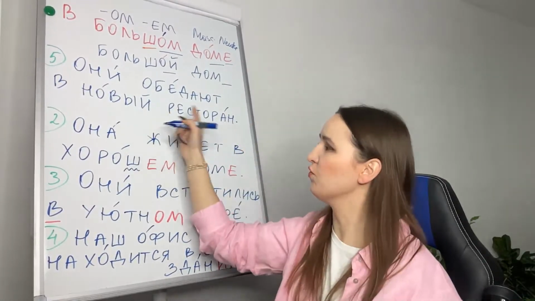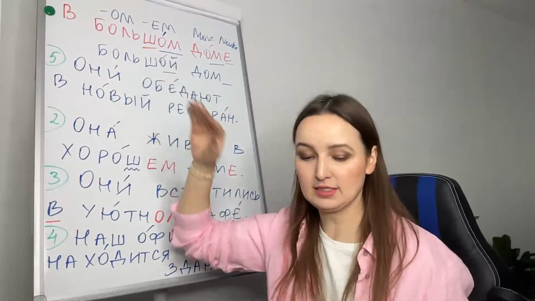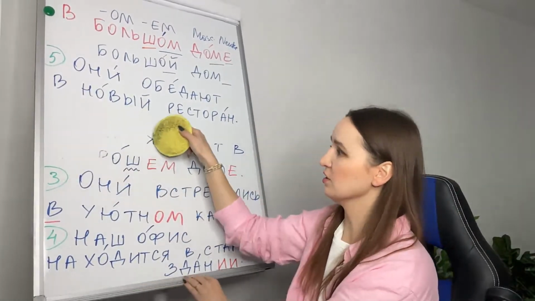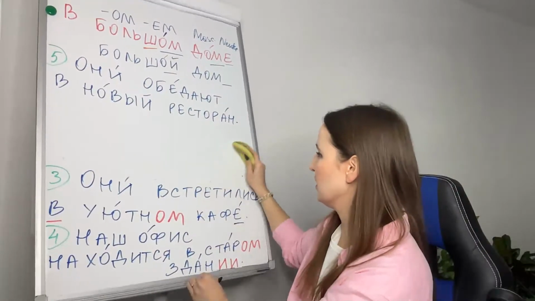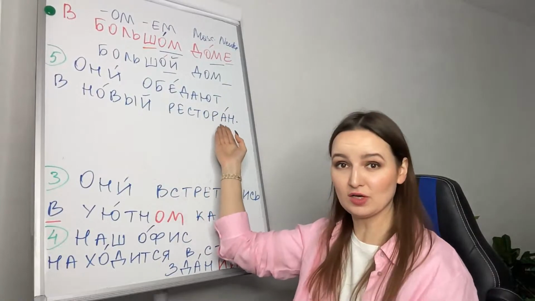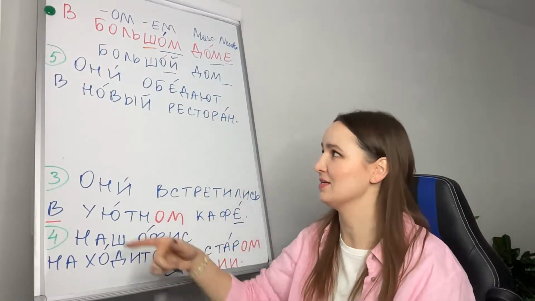Ресторан. Новый ресторан. New restaurant. Right now, this sentence is grammatically incorrect. We have to change the adjective and the noun to prepositional case, because the question here is where they are having lunch. In a new restaurant. So this new restaurant in Russian language will be in prepositional case.